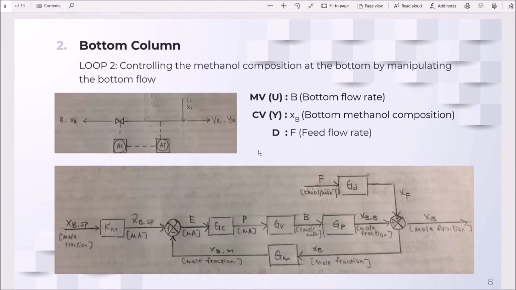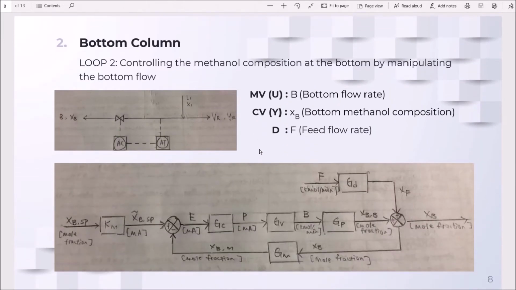The second one is the bottom column, where the aim is to control the methanol composition at the bottom by manipulating the bottom flow. From this PNID diagram, we can determine the MV, which is the B or bottom flow rate, the control variable, the XB or bottom methanol composition, and the disturbance, which is the feed flow rate or F.